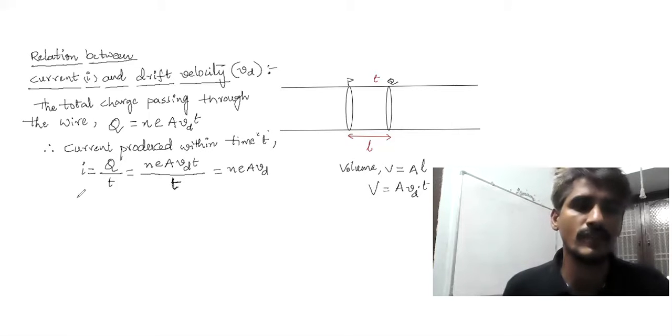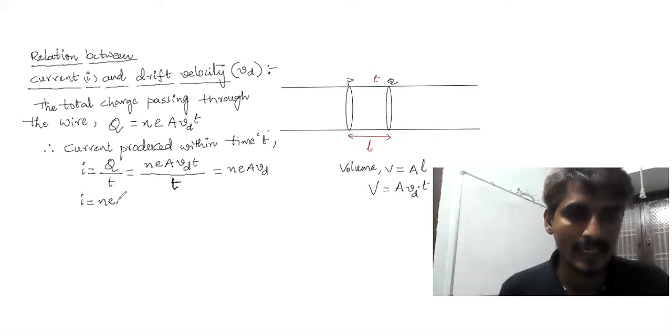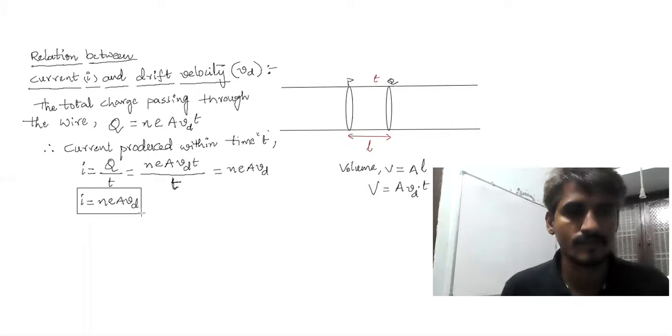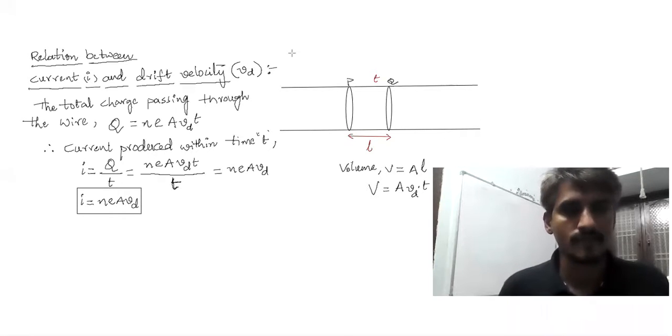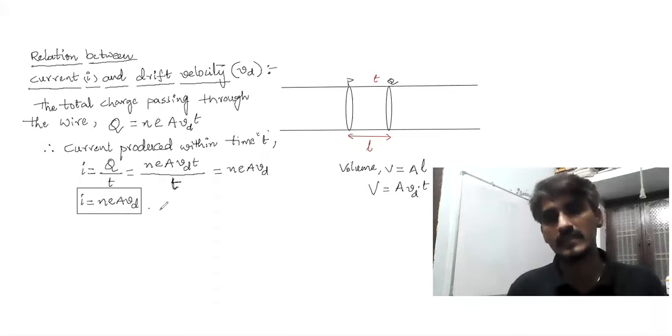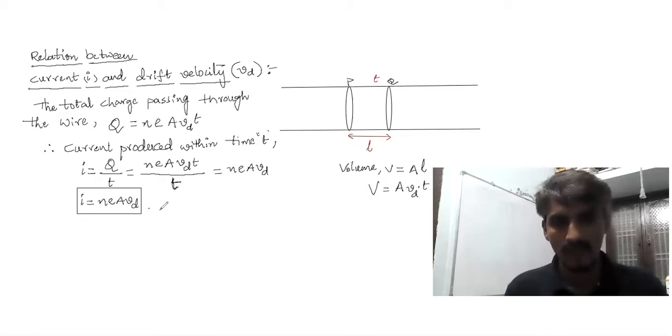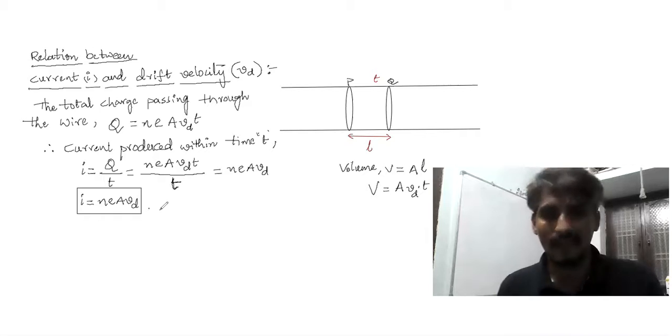This is a relation between the current and drift velocity. Understand? I is equal to N E A Vd. So here, if you observe that carefully, on what factors does the I value depend?